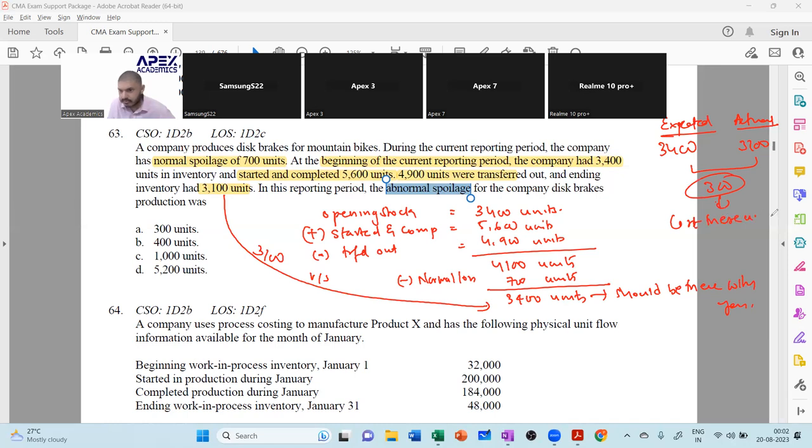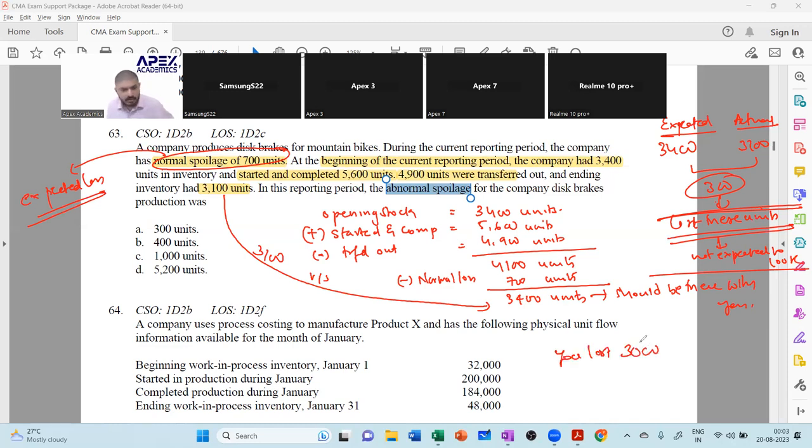You lost these units. Agreed or disagreed? Yes or no? And were you expected to lose this? You are not expected to lose this. You are expected to lose how many? 700. This is an expected loss. How many did you lose extra? You lost 300 extra units. So this is your abnormal loss.